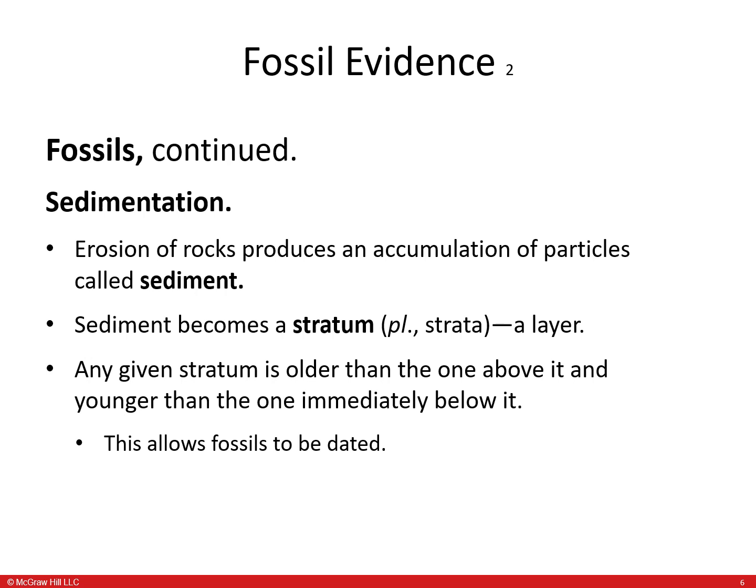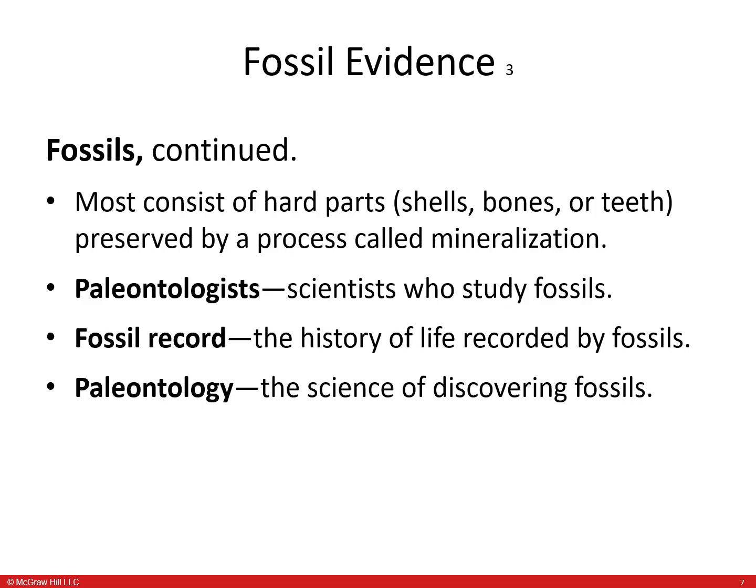Sedimentation: erosion of rocks produces an accumulation of particles called sediments. Sediments become a stratum, or a layer. Any given stratum is older than the one above, and it's younger than the one immediately below it. So this allows fossils to be dated. Most fossils consist of hard parts such as shells, bones, or teeth, so they're preserved with a process called mineralization.